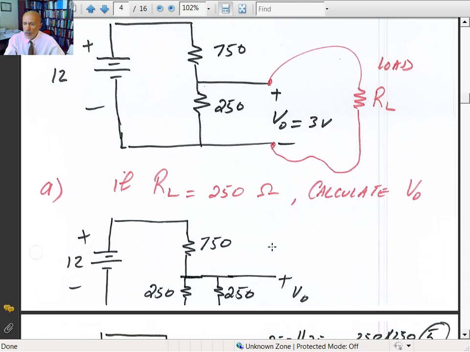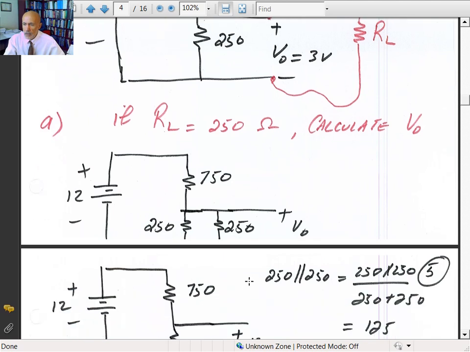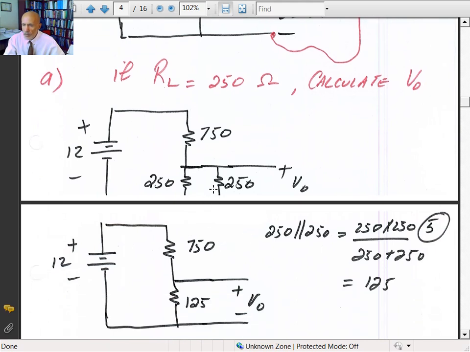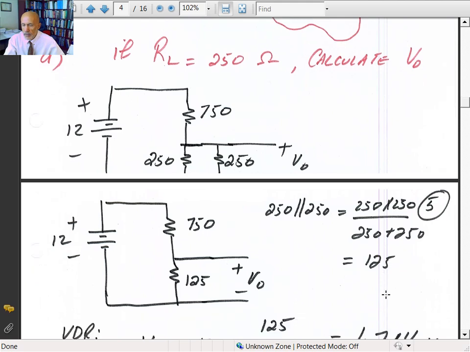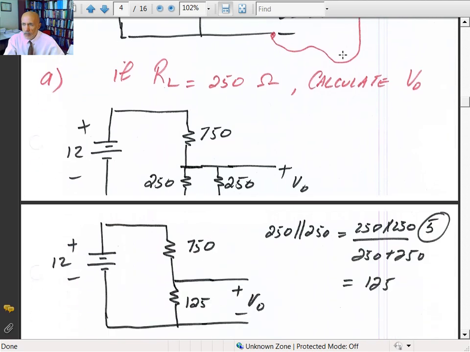Well, when you put a load across it, you're going to change the circuit. Now you have 250 in parallel with 250. So you need to find the parallel combination of those two. If you have 2 identical resistors, 250 and 250 in parallel gives you 125. So you really change the circuit from 250 ohms down to 125 if R of L is small or very close to your R2 setting of your pot.